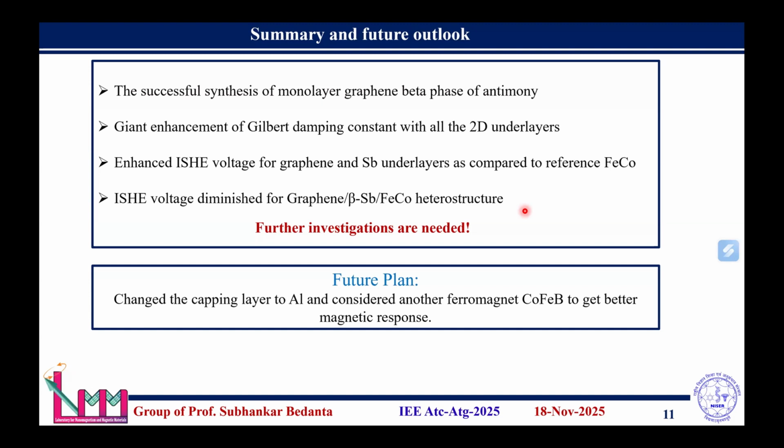And since FeCo is known to give a very strong two magnon scattering signal, we have also chosen a different ferromagnet, which is cobalt iron boron, to get a better magnetic response, to clearly conclude about the behavior of beta antimony in phase in terms of controlling the magnetization dynamics of a ferromagnetic thin film.